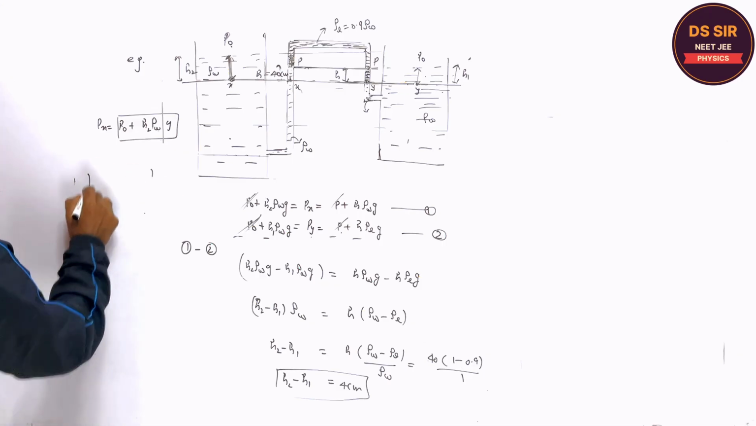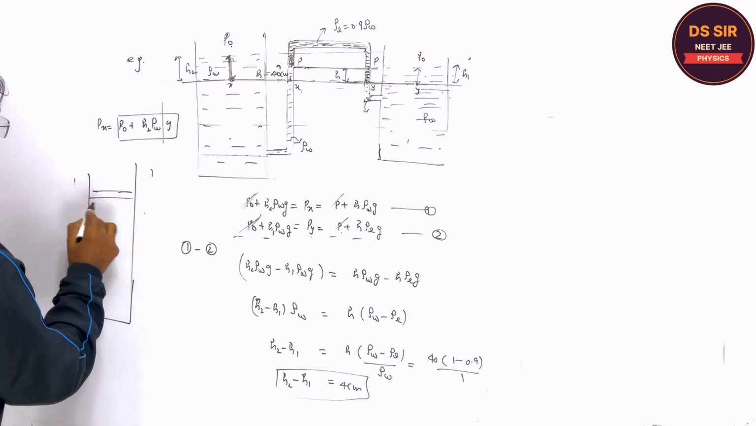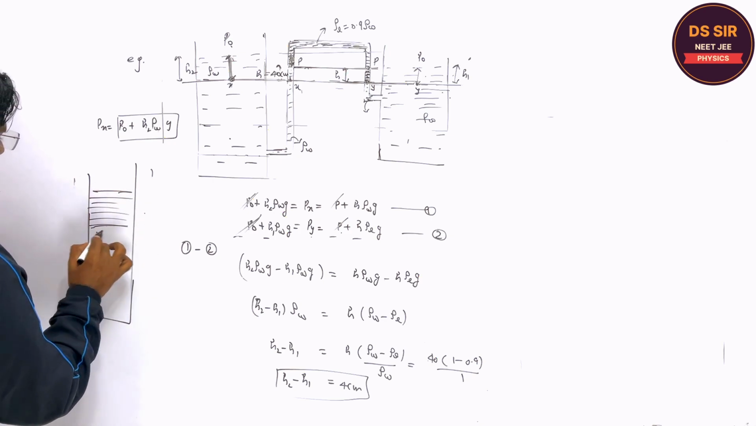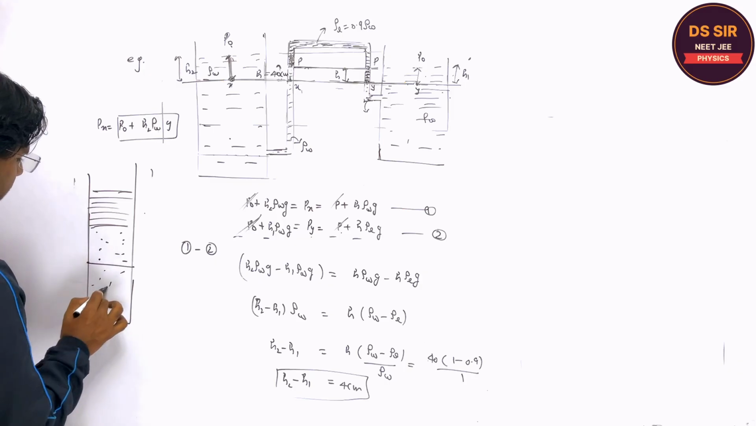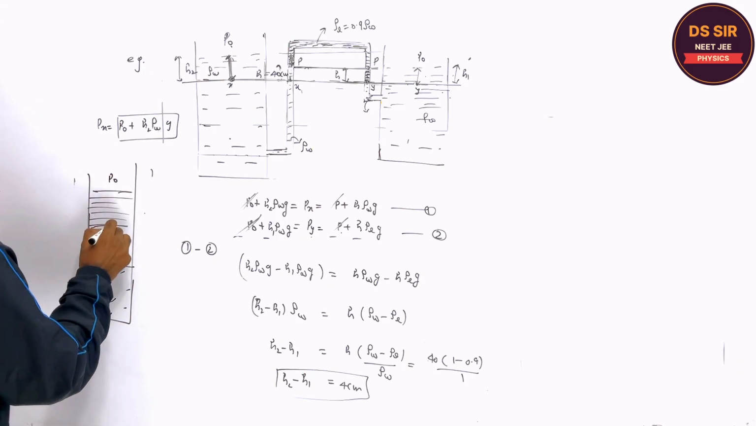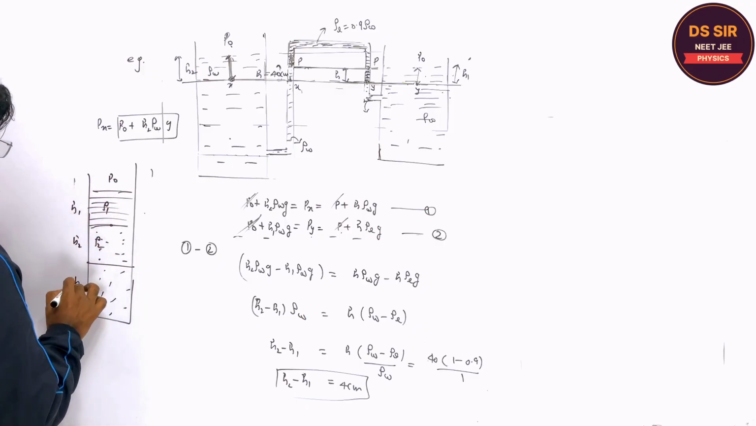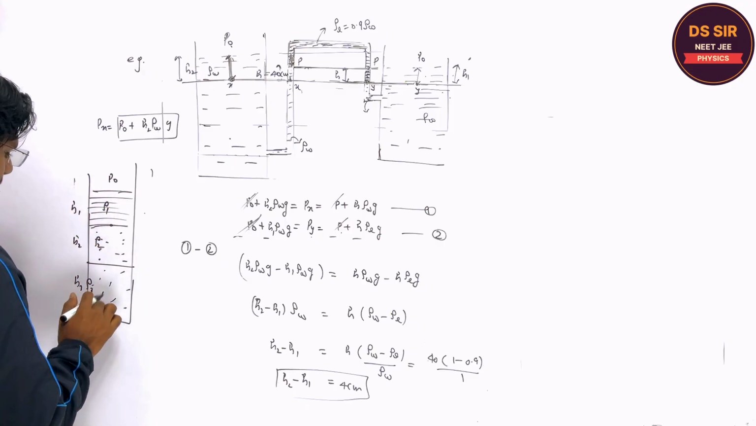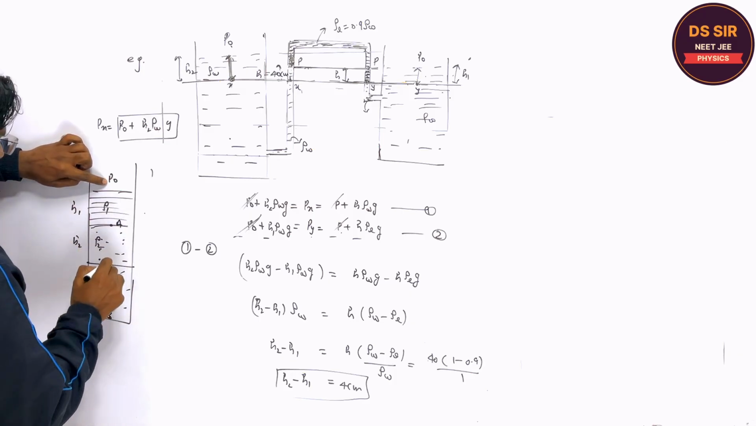Yes, Varsha. Please suppose this is the liquid. This is one liquid. This is another liquid, and this is another liquid. Is it clear? At the top the pressure is P naught, then these are H1 rho 1, H2 rho 2, H3 rho 3. Is it clear or not? So this is the point A.